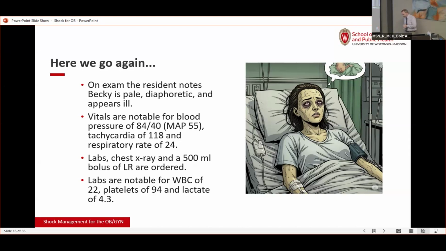So this night resident, they're astute. They said, oh, I gotta figure out what's going on. So they ordered some labs, chest X-ray, and they came to this talk. So they ordered 500 mLs of crystalloid for this patient. You get the labs back.